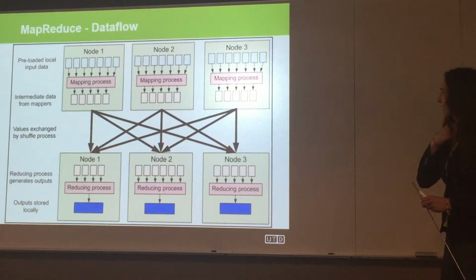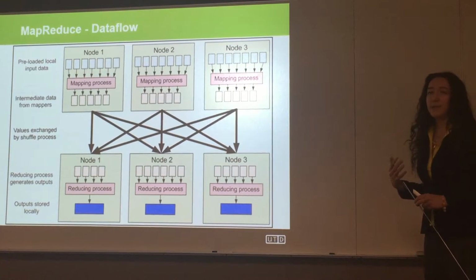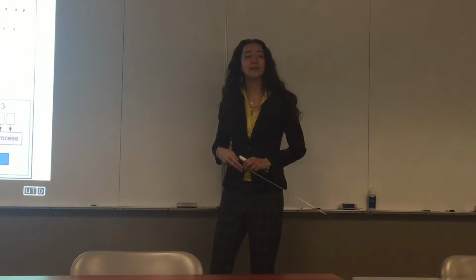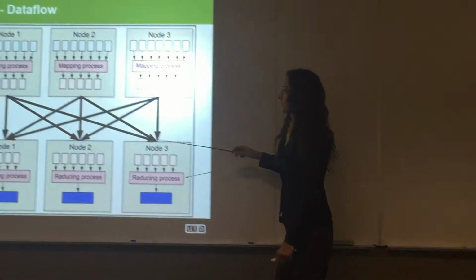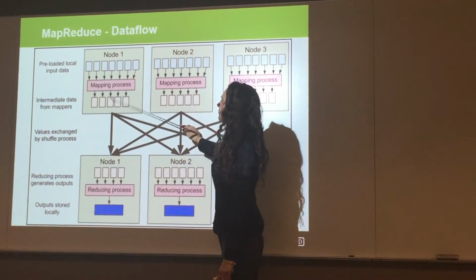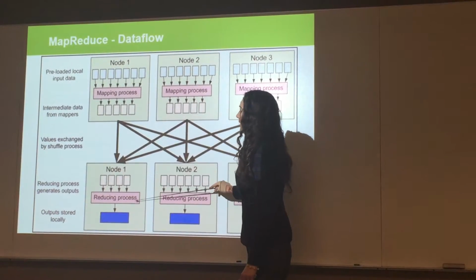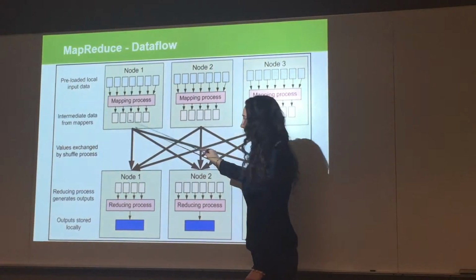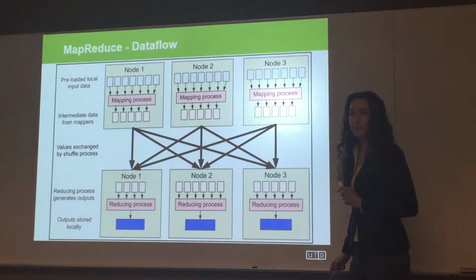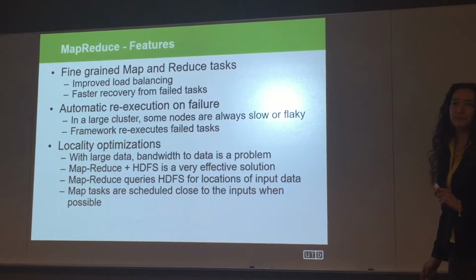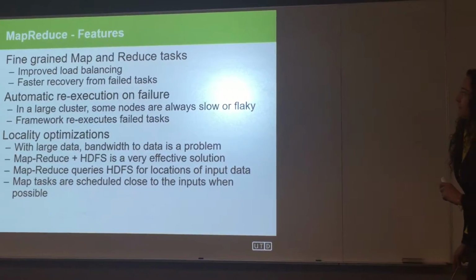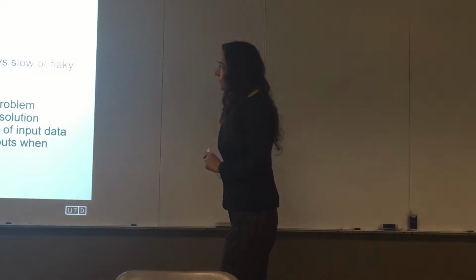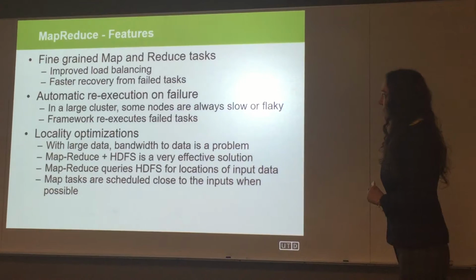So if in this MapReduce there are many iterations, so we have to go through the data many times, then it can significantly slow down performance. It is good for reading the data once, doing some processing, and producing the output. If it has to go and read data over and over again in some loop, then the performance will not be very good in this system. So fine-grained MapReduce tasks improve load balancing and faster recovery from failed tasks.